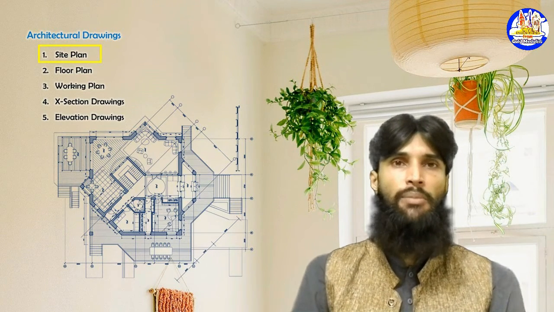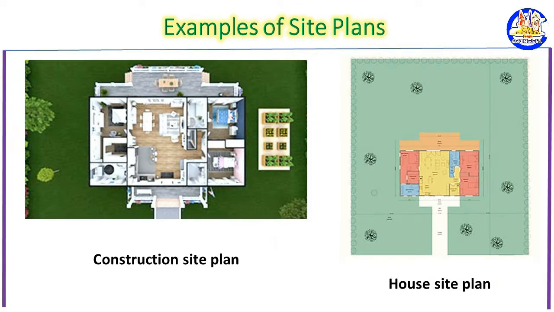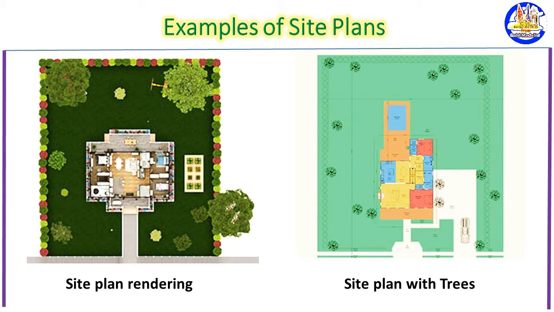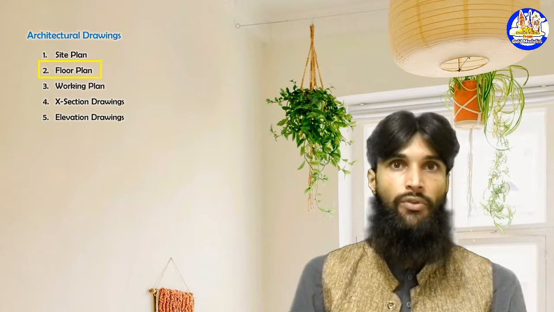Here are some examples of site plans: residential site plan, landscape site plan, construction site plan, house site plan rendering and site plan with trees. Now we discuss floor plan. These are an in-depth version of room layout.